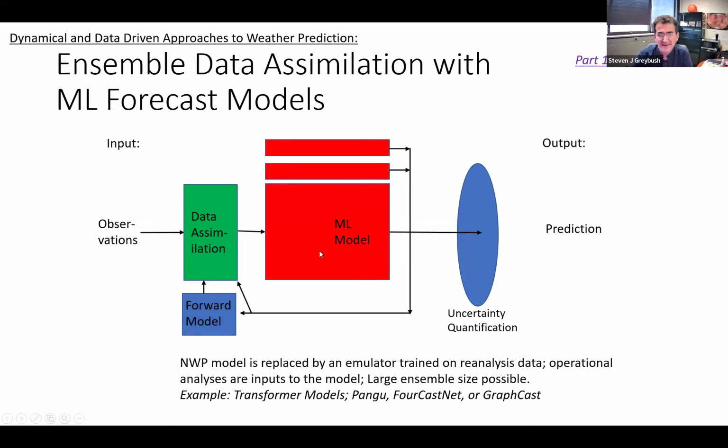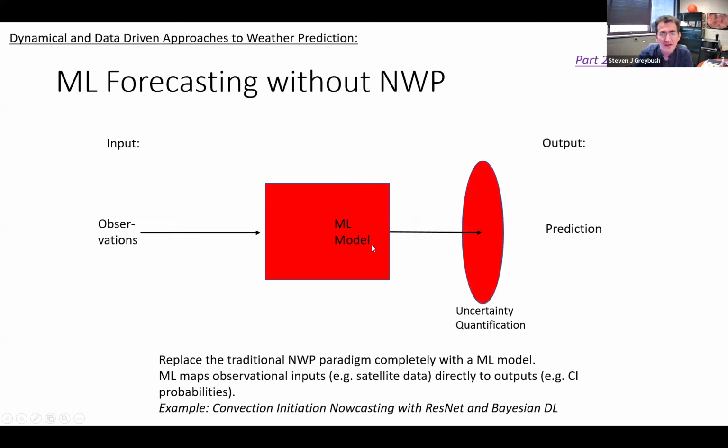And then finally, more recently, there's been replacement of the entire numerical weather prediction model with machine learning models. But those still rely on data assimilation to produce the initial conditions. These would be models like the Pangu Weather, ForecastNet, or GraphCast. We'll show some of these results later in the talk today. And then another approach is to go directly from observations, kind of bypassing the data assimilation step. And this can be used for nowcasting directly from observations. And we'll show some results of this applied to severe weather at the very end of the talk.